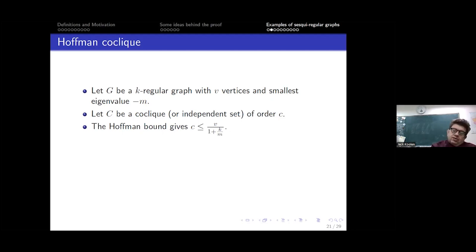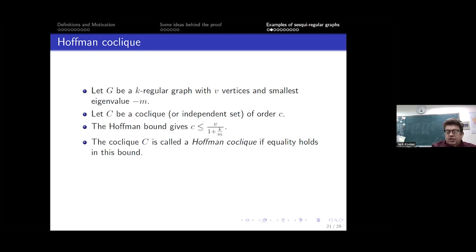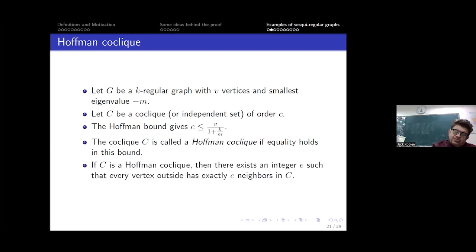And for strongly regular graphs, if you take a co-clique of the complement, the Hoffman bound on the complement is exactly the same as the Delsarte bound on the original graph. A co-clique is called a Hoffman co-clique if equality holds in this bound. Then you can show that every vertex outside the co-clique has the same number of neighbors in the co-clique, which we call e.